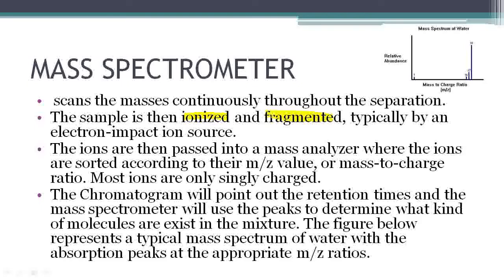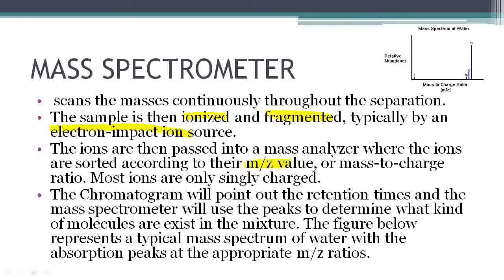How? By an electron ion source. The sample is bombarded with a stream of electrons, due to which it is ionized and fragmented. These ions are passed into a mass analyzer where we measure the m by z ratio, the mass upon charge ratio.